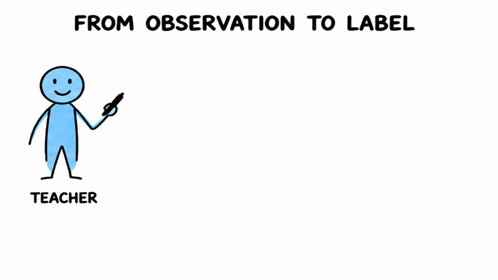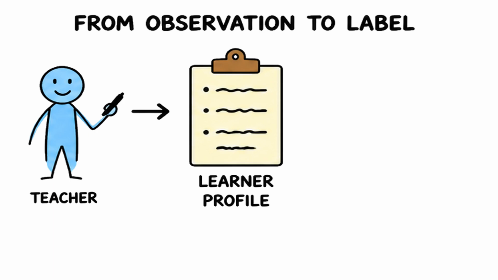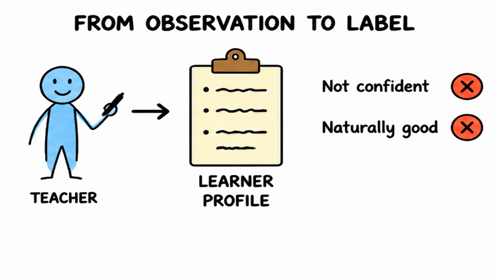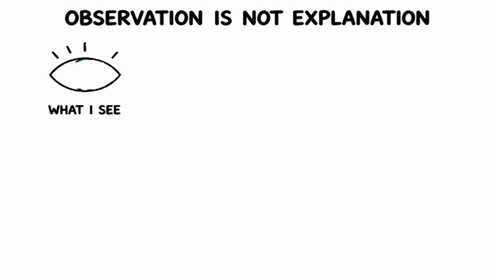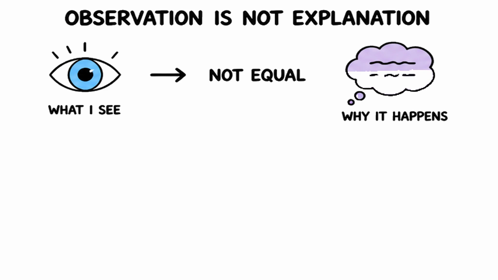A teacher can easily turn an observation into a label. She's not confident. He's naturally good at this. She just doesn't have the ability. But a label explains very little about the learner in front of us. Once we accept a label, it shapes our expectations, the opportunities we offer, and the support we provide.